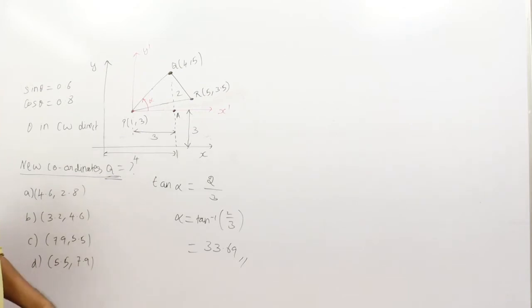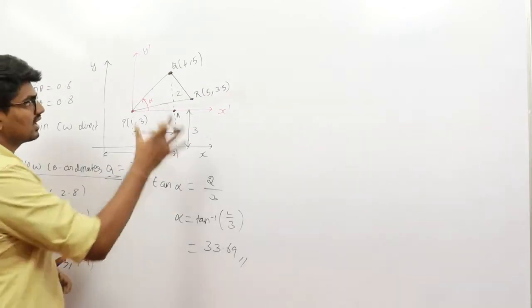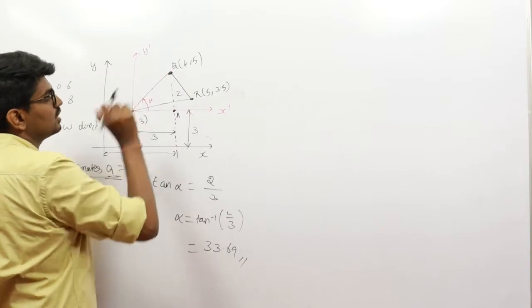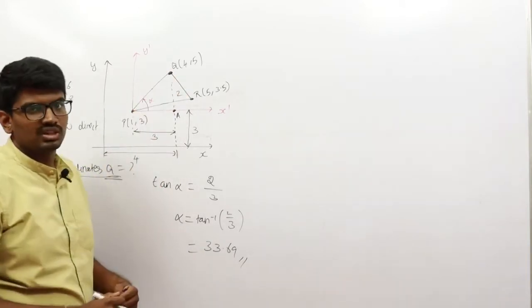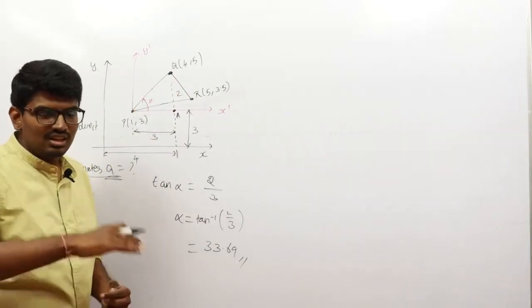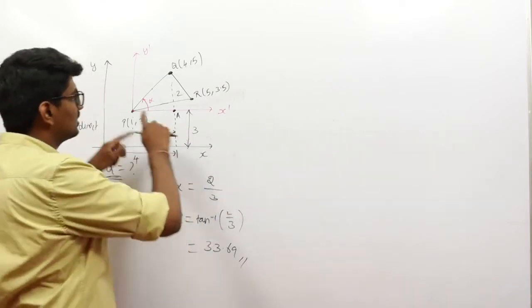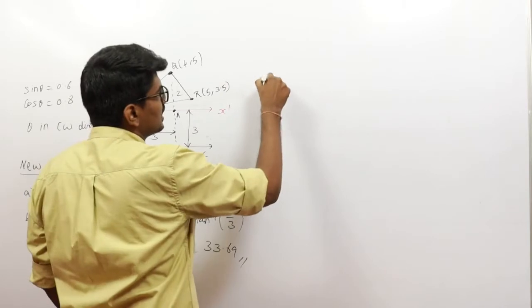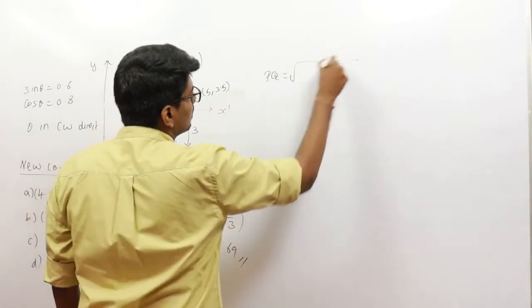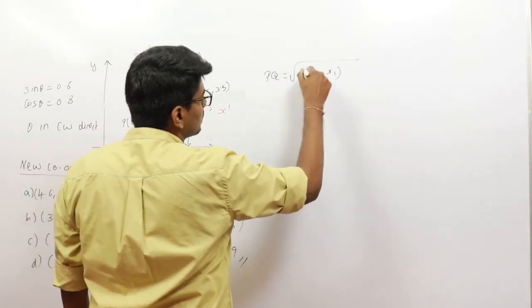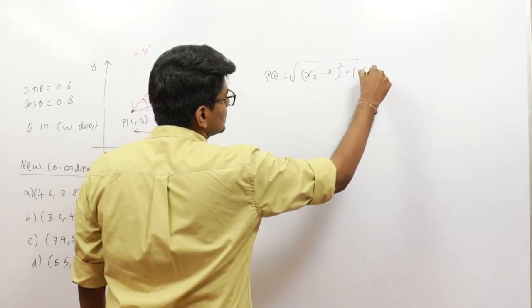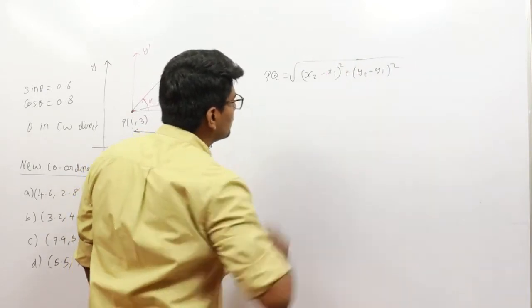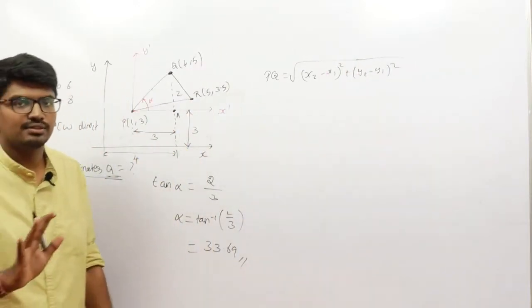Okay, so I need to find out the remaining two things also. The one is I need to find out what this distance PQ is. How to find out the distance PQ? Simply use the length of the line formula. I just need to find out the length of this line, the PQ line. So PQ is going to be root of (x2 minus x1) whole square plus (y2 minus y1) whole square. I hope you know this, simply the length of the line formula.